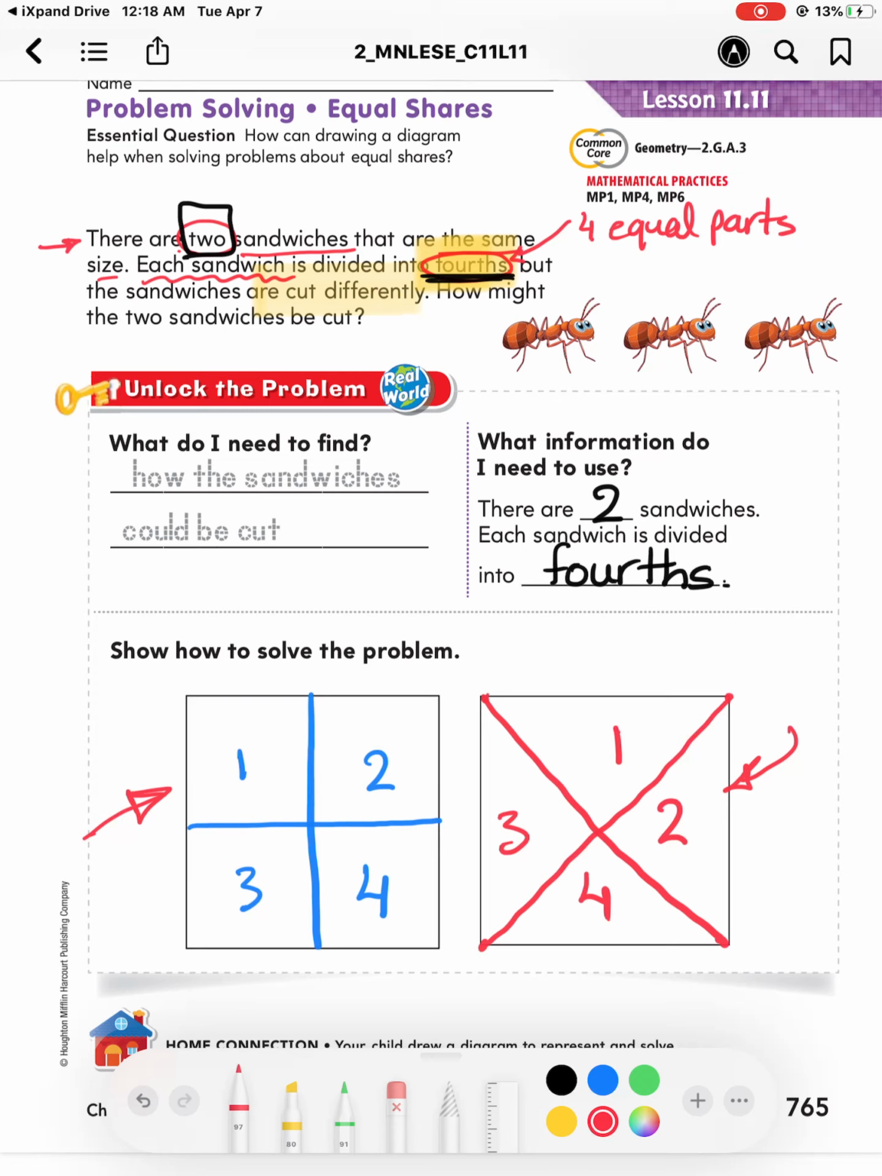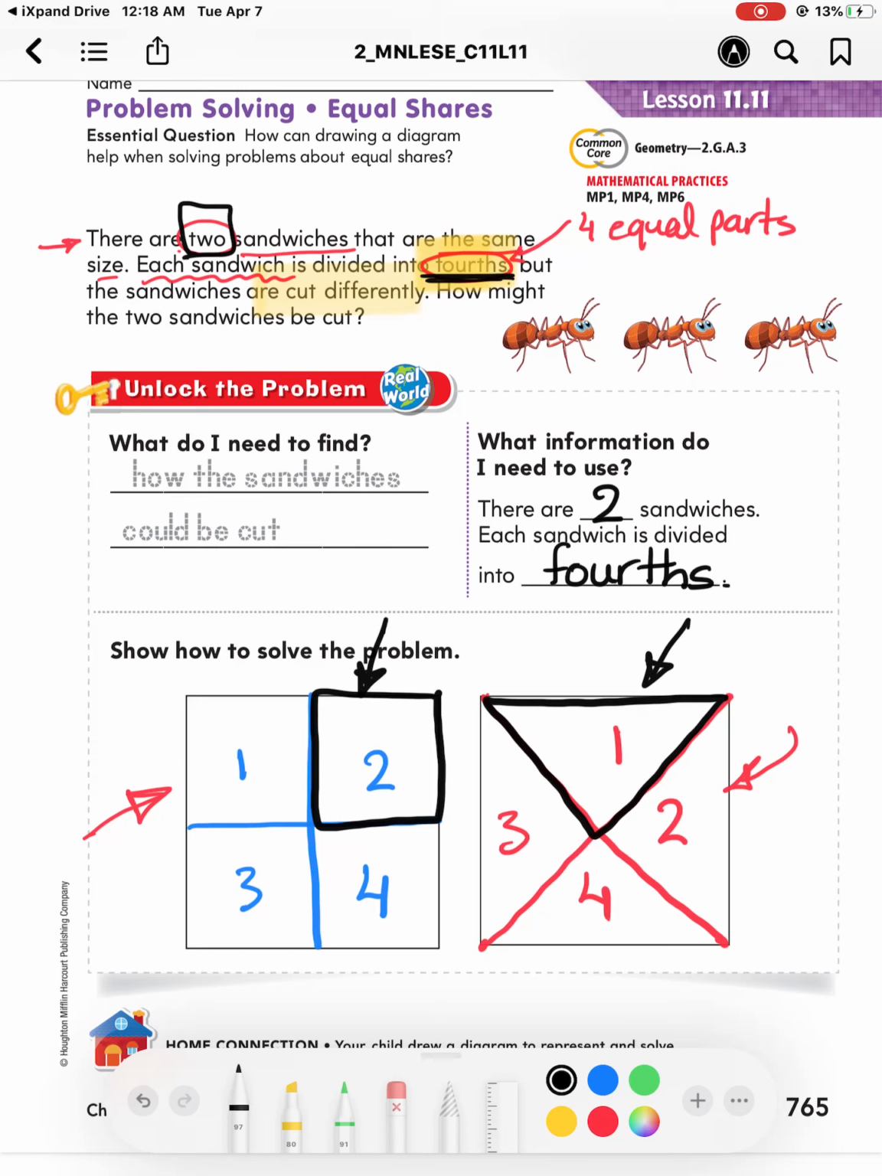Now, I need to ask you a question. How are the squares alike and how are they different? Think. Excellent. The squares both show 4 equal parts. Here we have 4 equal parts, and here in this square we have 4 equal parts. But what is different? That the parts in each square are different shape. Here we have triangles. Here we have squares, right? So this is the difference between the two sandwiches or the two squares.